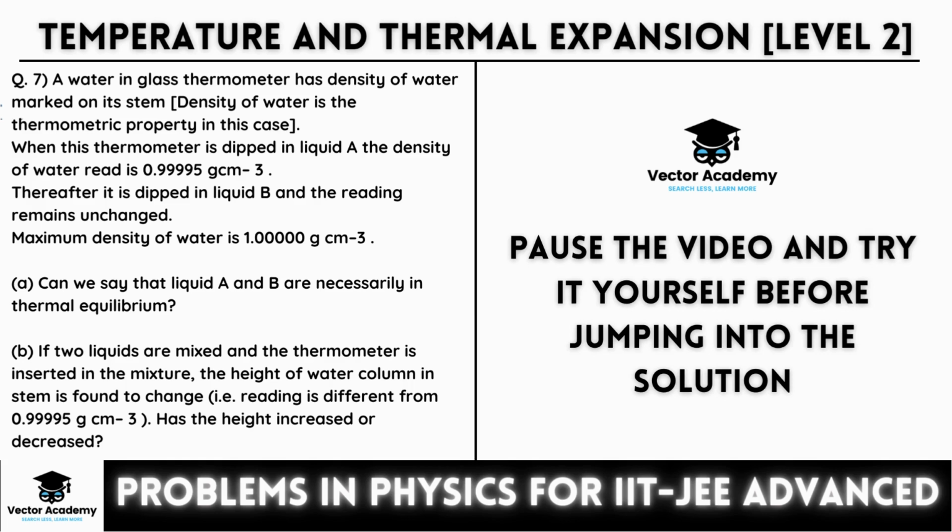B. If two liquids are mixed and the thermometer is inserted in the mixture, the height of water column in the stem is found to change. That is, the reading is different from 0.99995 gram per centimeter cube. Has the height increased or decreased? We at the Vector Academy recommend to pause the video and try it yourself before jumping into the solution.